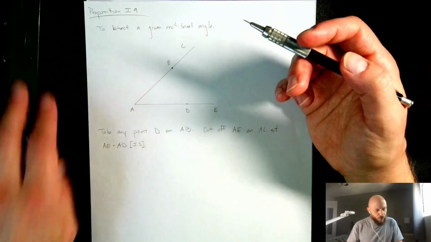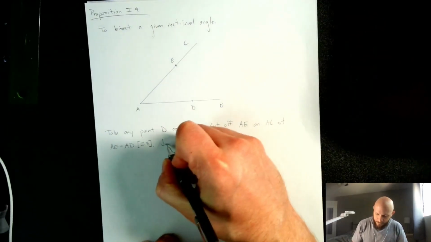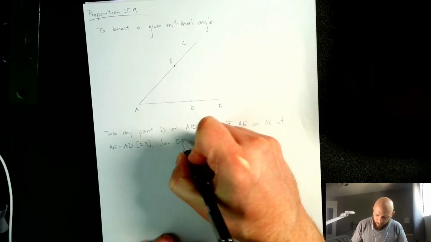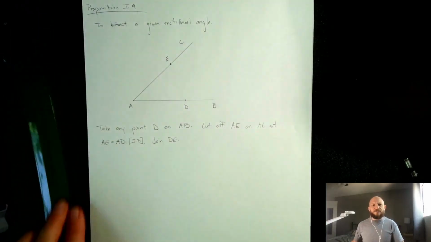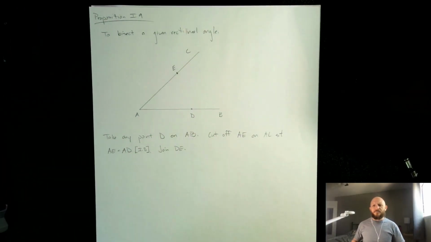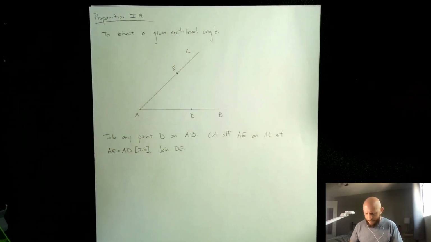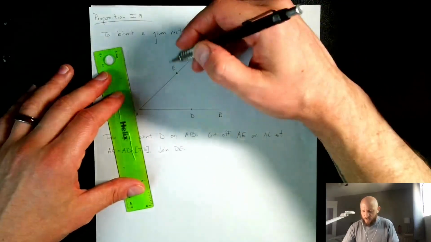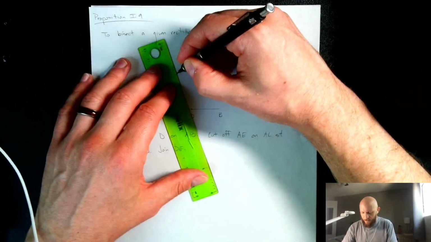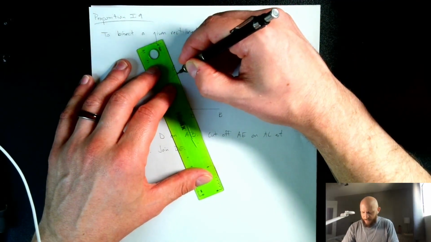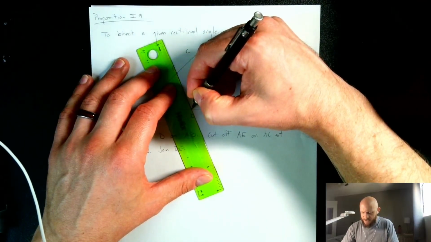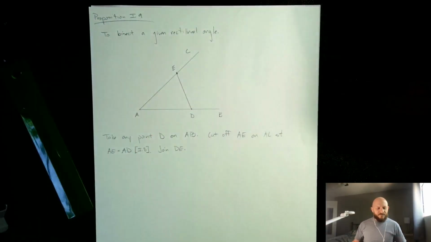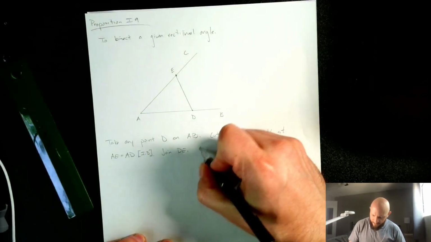And then we will join DE. And if we wanted to justify that, which proposition was it? Do you remember? It's not a proposition, it's Postulate 1, which says we can join D and E. We don't even need a proposition for that. That's just a postulate. There we go. So there's DE.